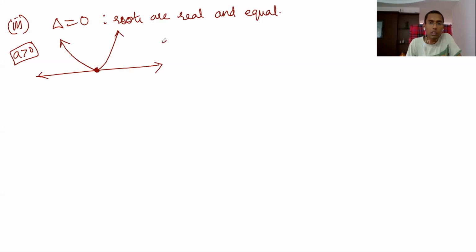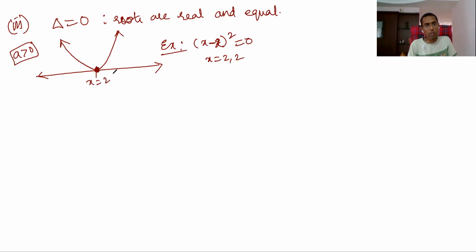For example, x minus 2 whole square equals 0. What are the roots? X minus 2 whole square equal to 0, x equal to 2 comma 2. At x equal to 2, it is 0. Therefore, this point is 2 comma 0. When I substitute 2 in the expression f of x equal to x minus 2 whole square, when x equal to 2, y is 0. So 2 comma 0 is this point.